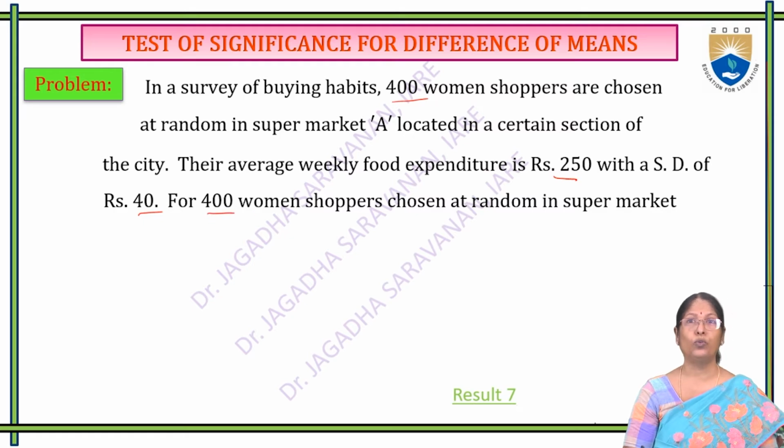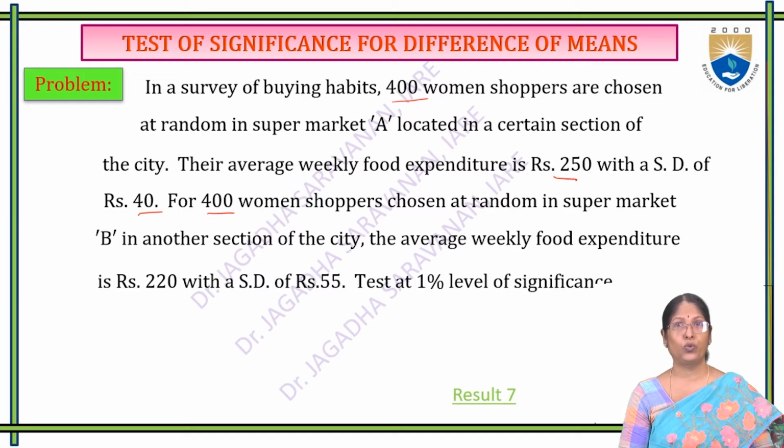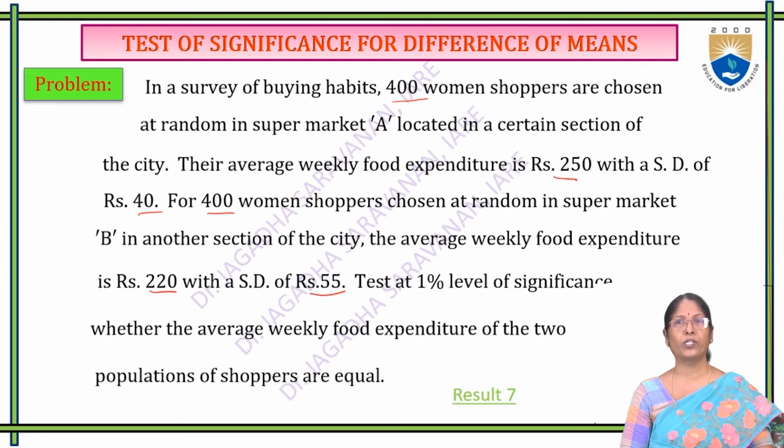Next, N2: 400 women shoppers chosen at random in supermarket B in another section of the city. The average weekly food expenditure is 220. Here also our X2 bar is ready, and the sample standard deviation, S2. Test at 1%, that is 0.01 level of significance, whether the average weekly food expenditure of the two populations of shoppers is equal. So the null hypothesis is H0: mu1 equal to mu2. The alternative: no, the food expenditure is not equal.